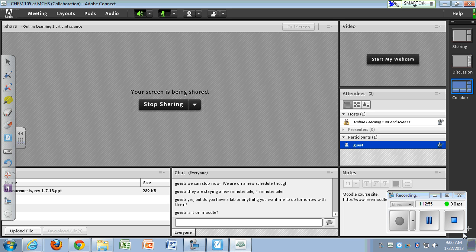Yes, it's on Moodle. The lab's on Moodle. It's actually a computer lab, so I don't know if you'll have access to the lab.